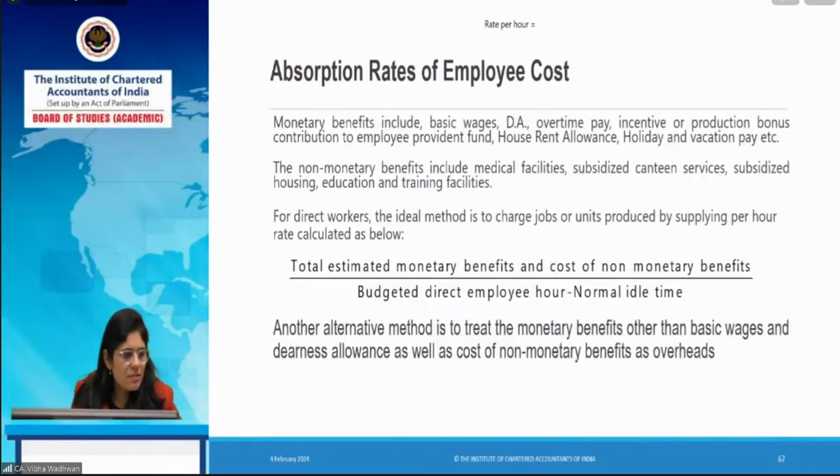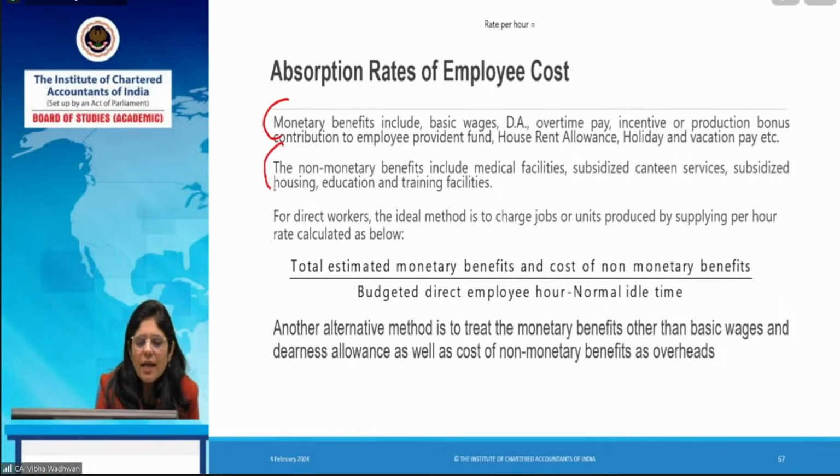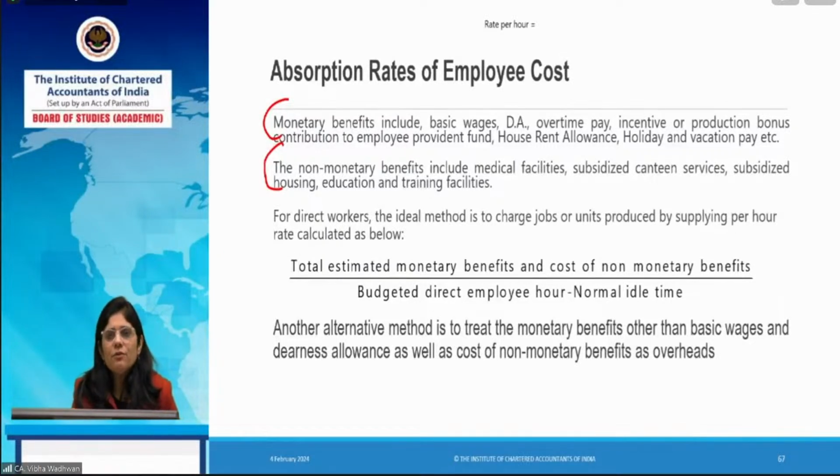Okay, so let us move further. Very good. So absorption rates of employee cost, exactly what we have done. See, these are the monetary benefits which you receive, and the next is non-monetary. So there is another discussion point: monetary should be taken to direct and non-monetary should be taken to overheads.